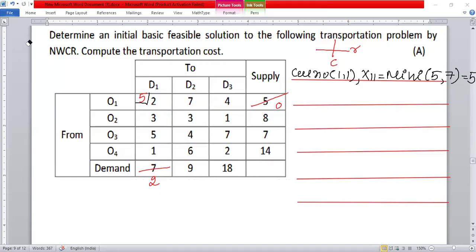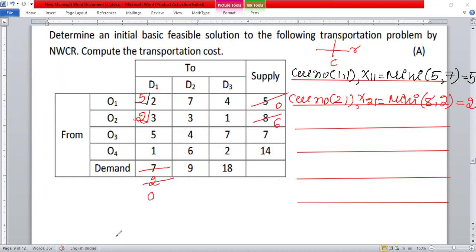Now row 0 has happened, so now we will enter the column. What is that? Cell number 2, 1. So x21 is equal to the minimum of the row endpoint 8 and column endpoint 2. Minimum of 8, 2 is 2. Allocate 2. Subtract: 8 minus 2 is 6 and 2 minus 2 is 0.